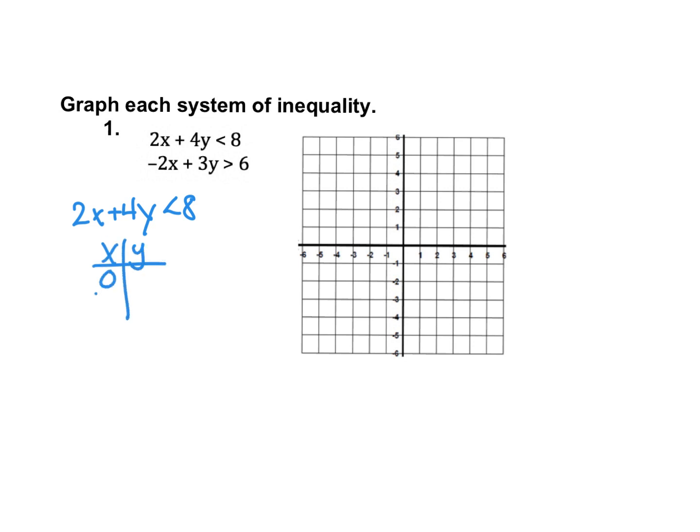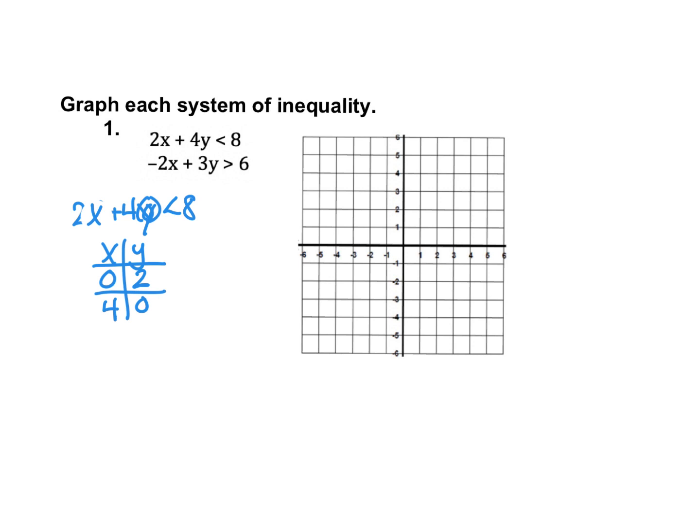And I have 0 and I have 0. So when we plug in 0 for x, I have 4y is less than 8. So when x is 0, y is 2. And then we're going to plug it in for the y now. So let's put our x back there, and we're going to plug in 0 here. And that goes away. So we have 2x is less than 8, and we'll have then 4.